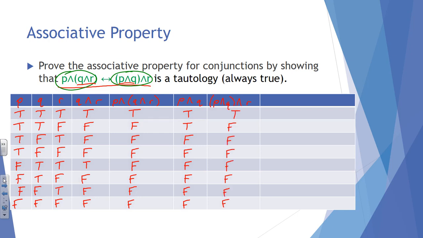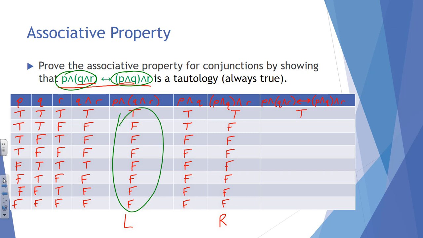We have a column representing the left side of our biconditional. We have a column representing the right side of our biconditional. Now we can make a column that represents the entire biconditional. Since this is a biconditional, the columns that we're comparing here would have to match.